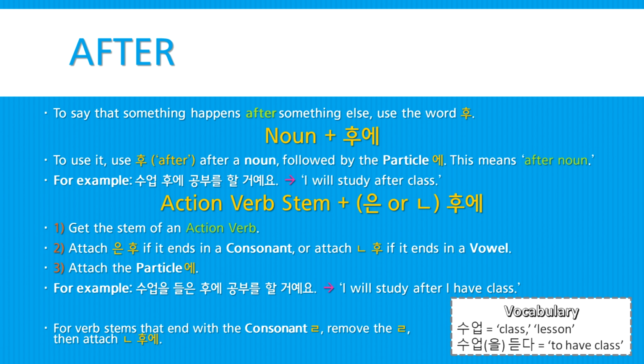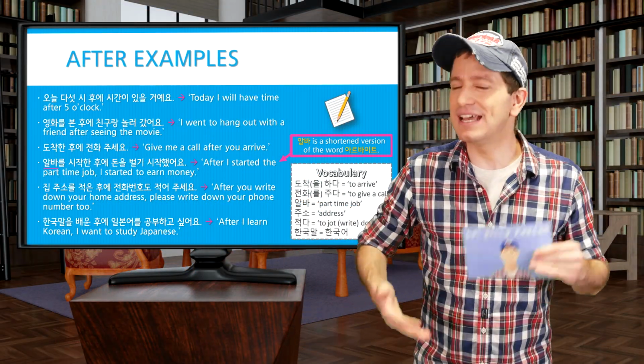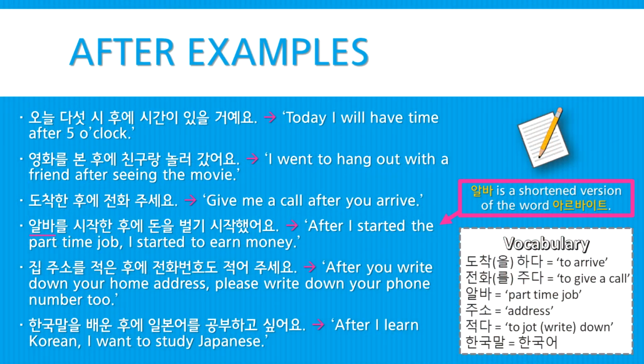And for verb stems that end with the consonant ㄹ, remove the ㄹ, and then attach ㄴ followed by 후에. So now that we know how to say after a noun or after an action verb, here are some example sentences. 오늘 5시 후에 시간이 있을 거예요. Today I will have time after 5 o'clock.